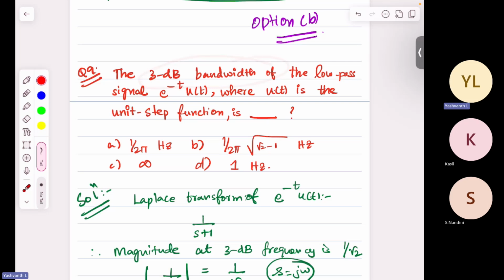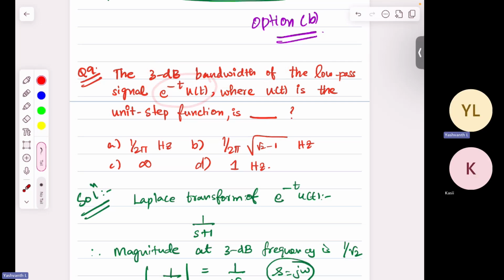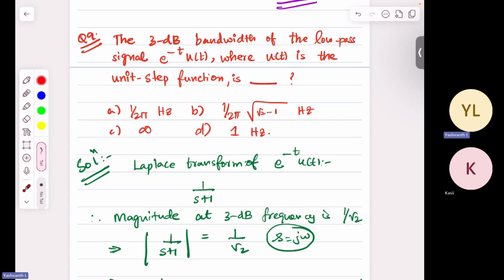Okay, so what you need to do, you need to find the Fourier transform of e power minus t into u of t. So what I'm doing here is that I'm just computing the Laplace transform, and then from there I'm computing the Fourier transform. So mod of the Fourier transform should be 1 by root 2. Why? So that when you square it becomes half. The amplitude square represents the energy, right? So therefore energy should be half, and that's what I'm doing.